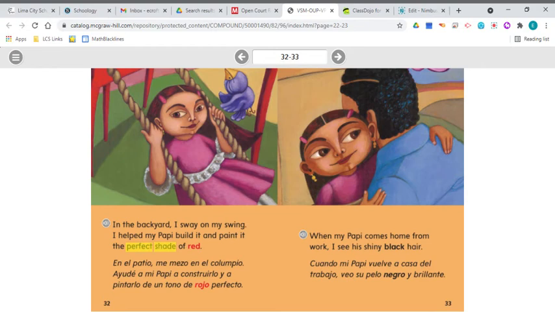All right. So when my papi comes home from work, I see his shiny black hair.